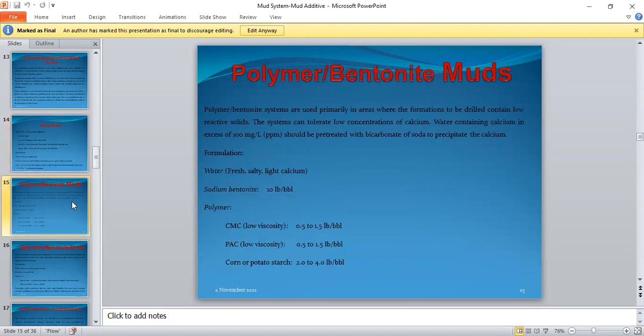Polymer bentonite mud. Polymer bentonite systems are used primarily in areas where the formation to be drilled contains low reactive solids. Low reactive solids in the sense that the clay is not much, shale is not much. The clay may be there, but it does not react with water. When they say reactive, it means it reacts with water so drastically.